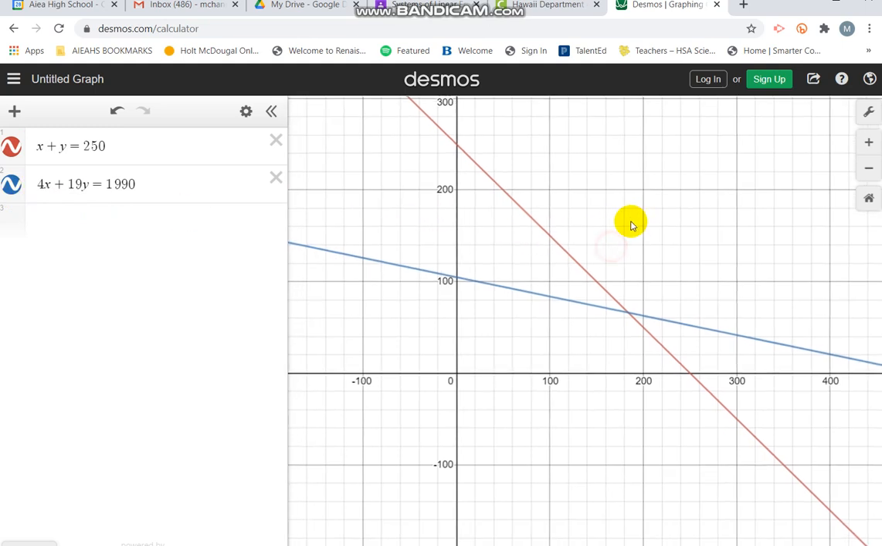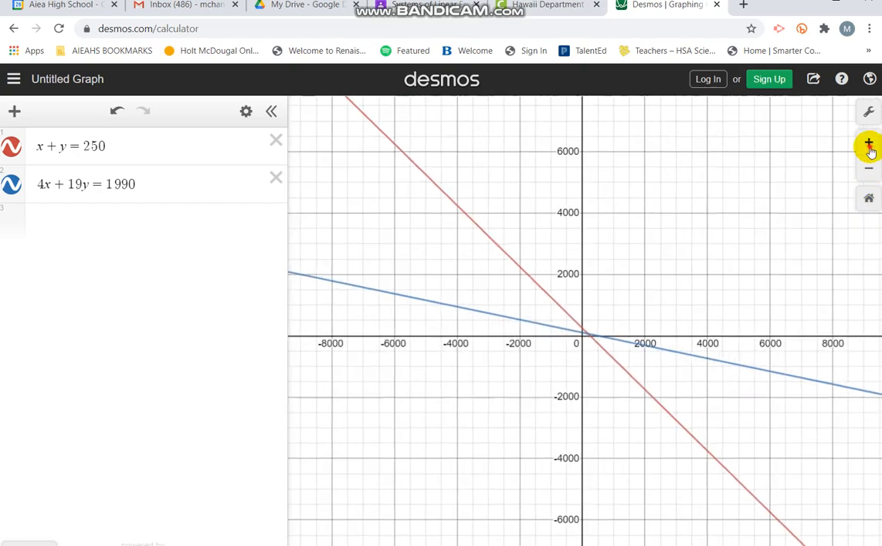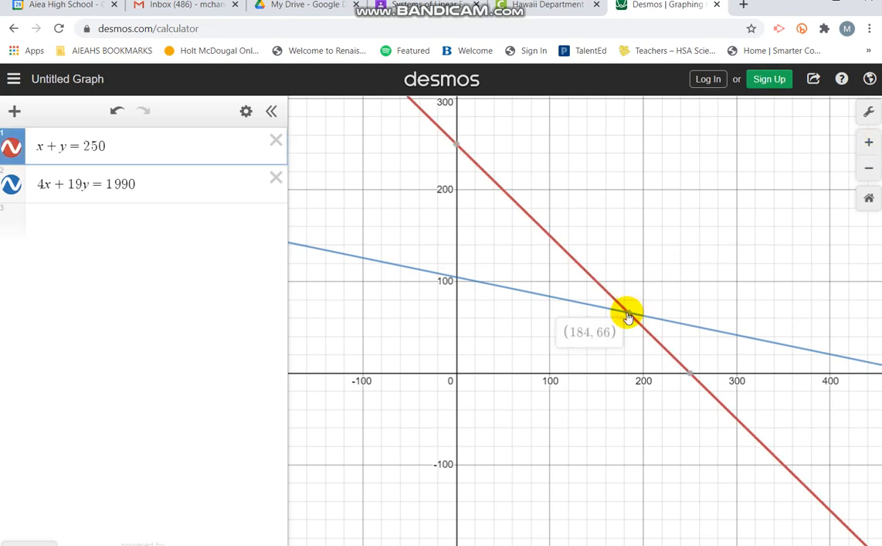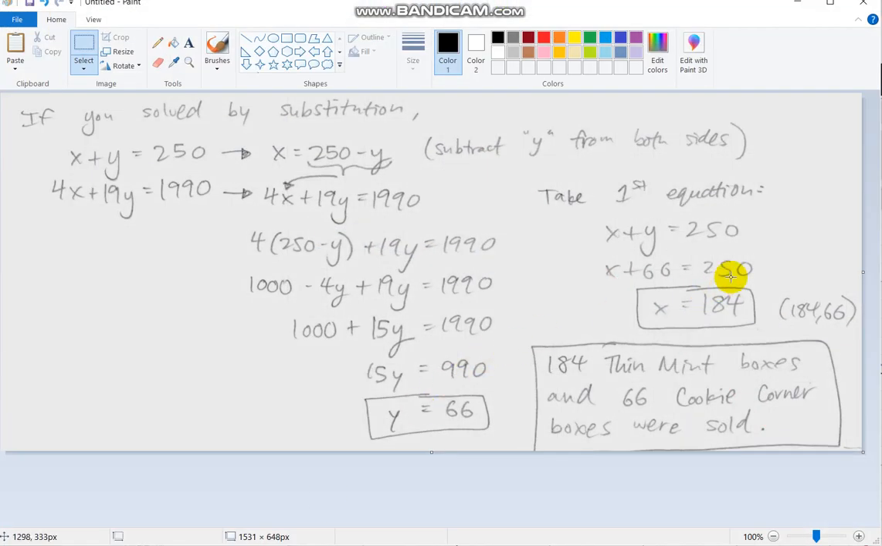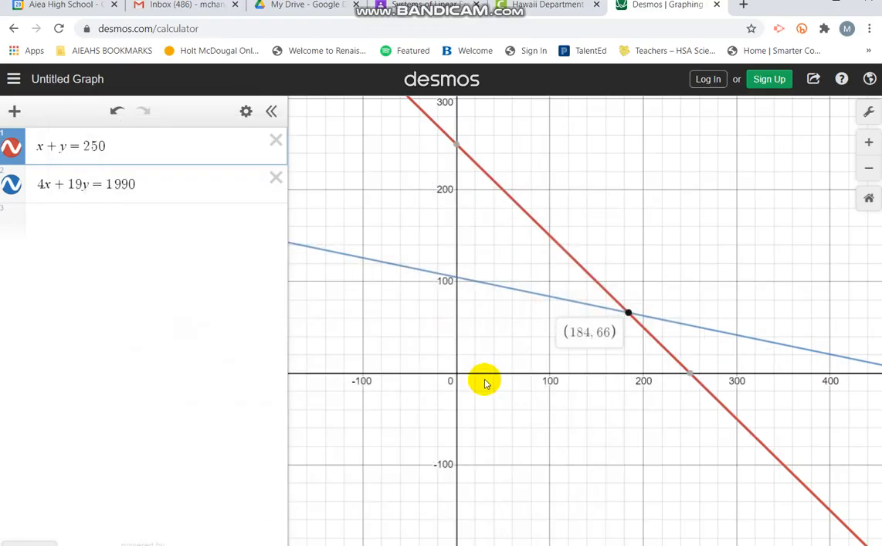So basically, the key idea behind this is wherever the two graphs intersect, that will give us the number of solutions for this problem. As you see, as we zoom farther and farther out, they only intersect at one point, and that one point just happens to be at 184, 66. And that's exactly what we got here when we used substitution, 184 and 66. So yeah, pretty cool. You can graph this using Desmos, and you can solve the problem that way if you wanted to.